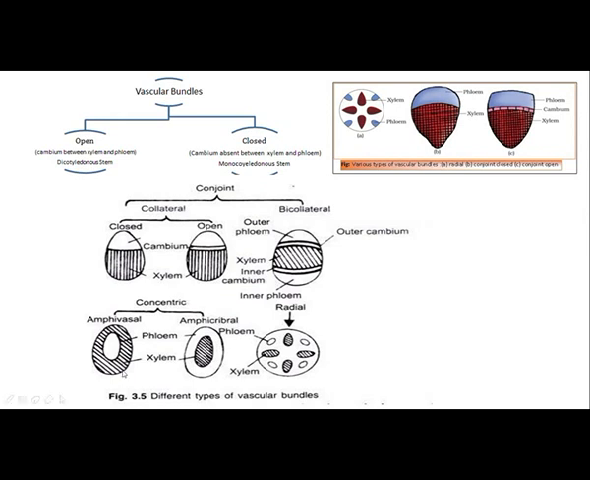So amphivasal type of vascular bundle is something in which the phloem tissue is surrounded completely by the xylem, as in case of Dracaena. Whereas the amphicribral is something in which the xylem is completely surrounded by phloem, as it is found in case of Pteris, which is a type of pteridophyte.